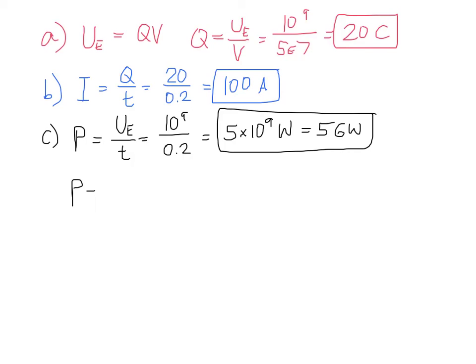The newer definition of power is current times voltage, and the current we just figured out in part B was 100 times the voltage. The potential is 5 times 10 to the 7th, and multiplying those together, you get 5 times 10 to the 9th, or again, 5 gigawatts.